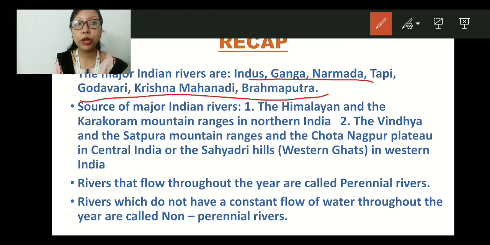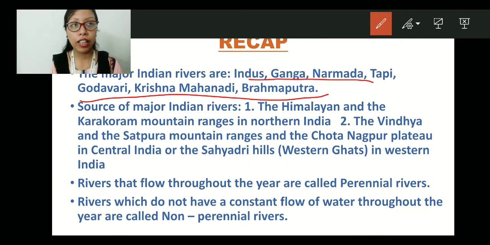Then we came to know about perennial and non-perennial rivers. Now what are perennial rivers? The rivers in which water flows throughout the year. These rivers are called perennial, which means they never dry out. Every time, all 12 months of the year, they have water in them and it flows continuously. And non-perennial rivers are those rivers which do not have a constant flow. They have a periodic flow. For example, during the monsoon, when the rainfall comes, these rivers flow. That's why these are called non-perennial rivers or periodic rivers.